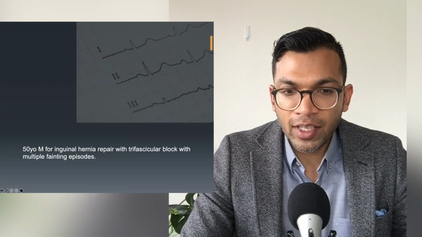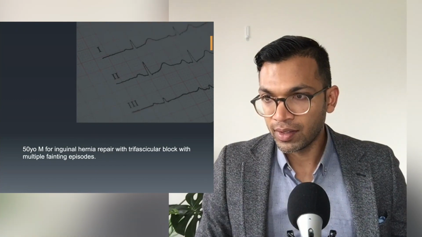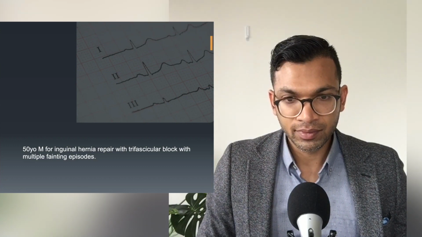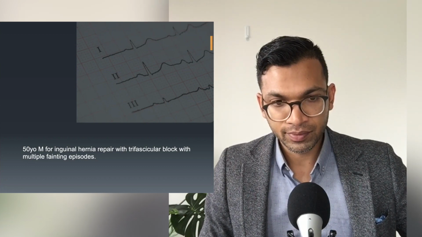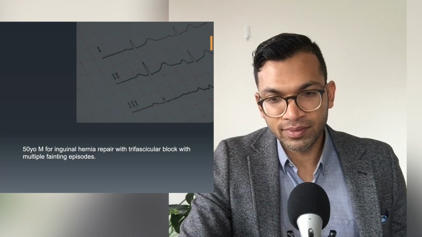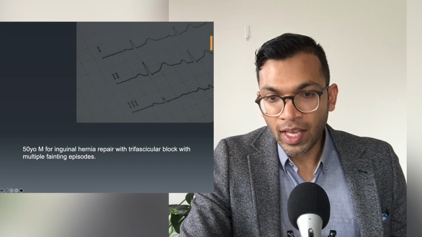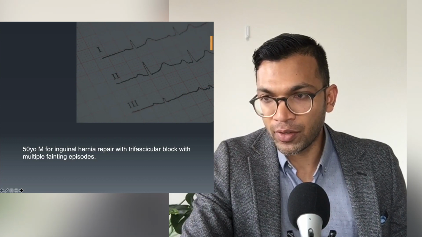Good. 50-year-old male, inguinal hernia repair with trifascicular block with multiple fainting episodes. So we have a 50-year-old man for what I'm assuming is an elective inguinal hernia repair. Sounds good. So a non-urgent procedure with symptomatic cardiac events. I would not be proceeding today, and I'd probably be sending him to ED. Fantastic, if he's having fainting episodes. Now, if this patient had trifascicular block with no symptoms at all, what do you reckon?